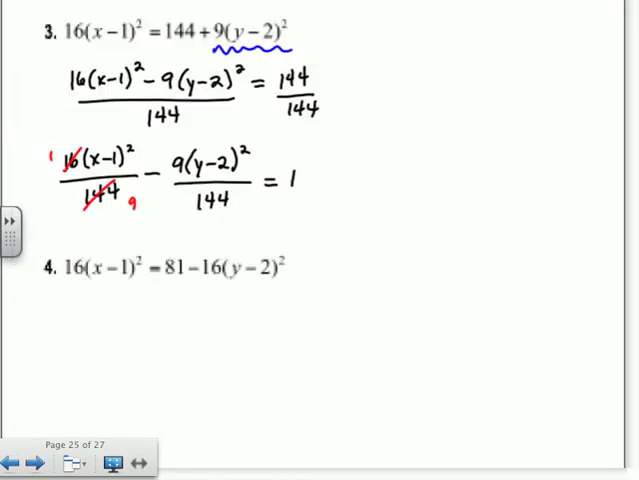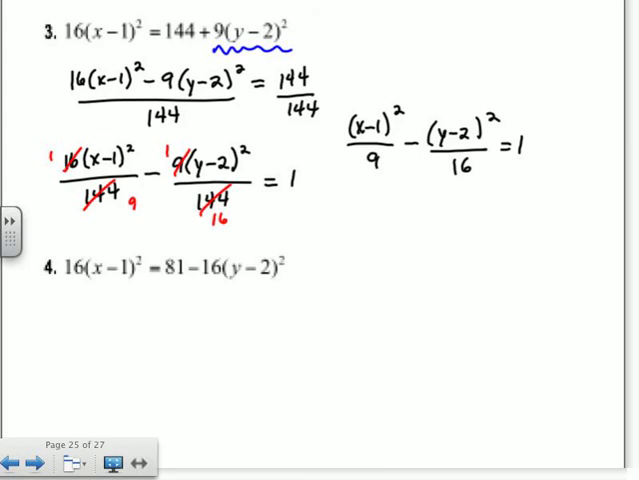Okay, so same thing here. If I do 9 over 144, you can always do that on your calculator, 9 divided by 144, and then switch it to a fraction. You'd see it's 1 over 16. That would help you reduce. Or you can do 144 divided by 9, it's 16. So that means my formula is (x minus 1) squared over 9 minus (y minus 2) squared over 16 equals 1. Okay, so that's my equation.